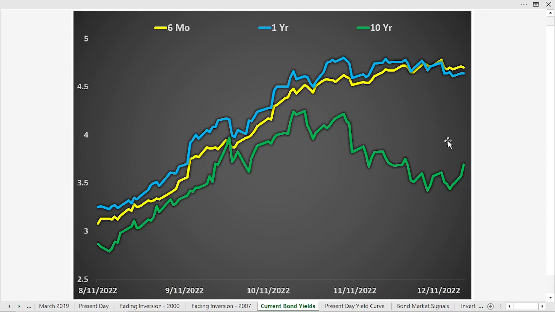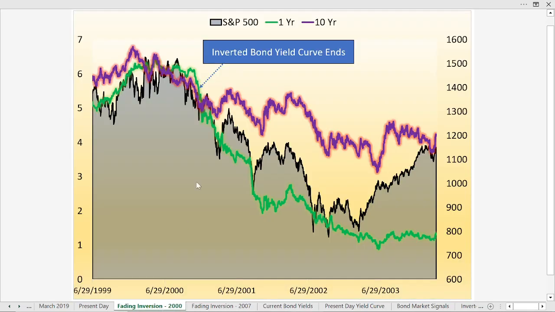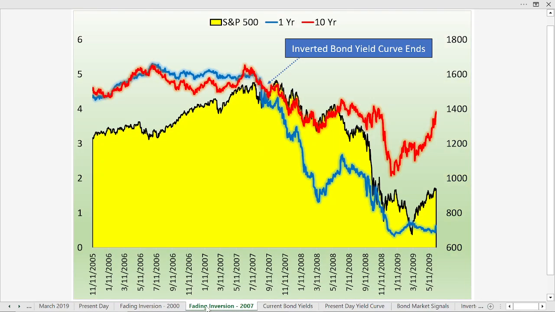Now, in the previous examples, we saw the inverted bond market ended with both bond yields going down. In the year 2000, both lines went down, and the 1-year bond, the green line, just went down faster. In the 2007 recession, 2008 recession, 2007 when it began, the blue line, the 1-year bond, moved down faster than the red line did.